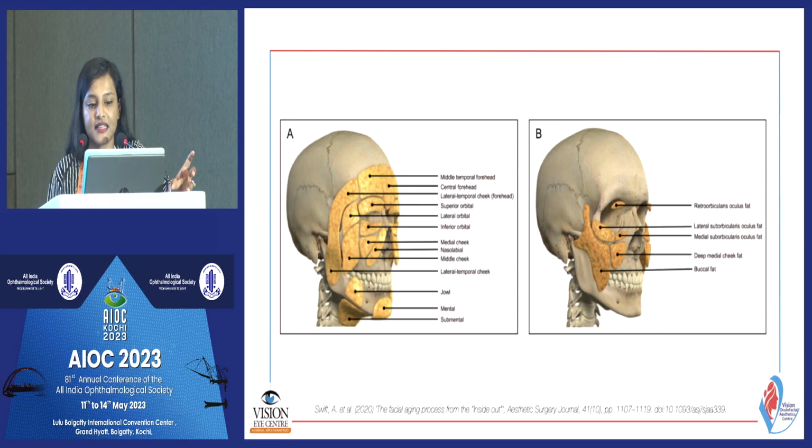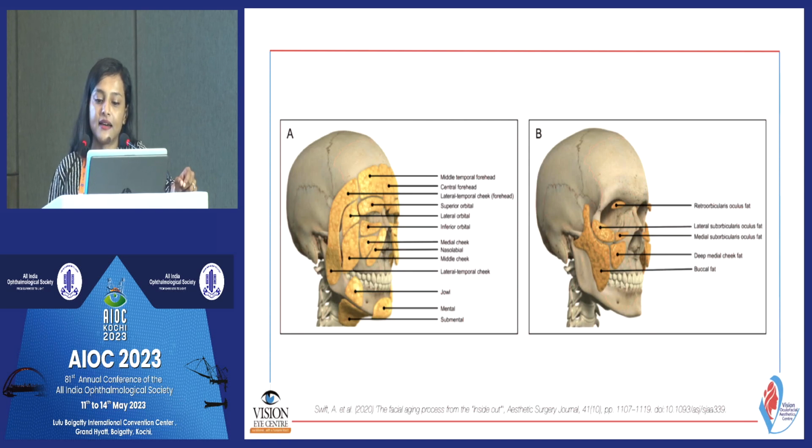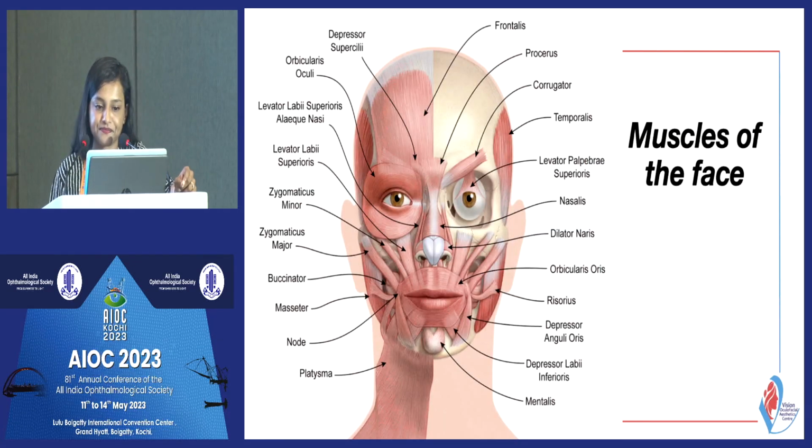So these are basically the superficial and the deep fat compartments which are shown here. Now, various ligaments separate these fat compartments, which make them follow a basic area which they stick to. The deep fat compartment is what is important to us as well. That is the retroorbicularis fat, and that is what is usually augmented with fillers.